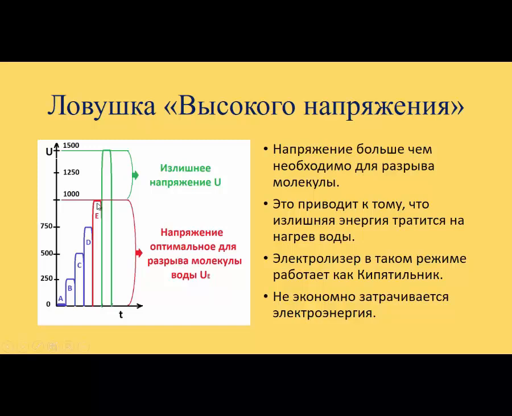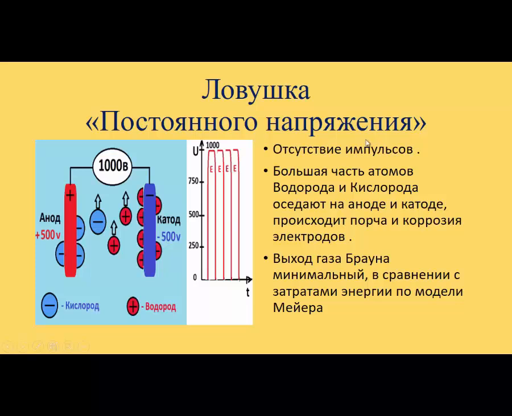The high voltage trap is when the voltage is more than is necessary to break the molecule. That is, for example, if we see on the graph that the voltage of the rupture of the water molecule is 1000 volts, and we supply 1500 volts, then where does the excess 500 volts go? Excess voltage goes to heating water. That is, the electrolyzer in this mode works as a boiler, which is not economical.